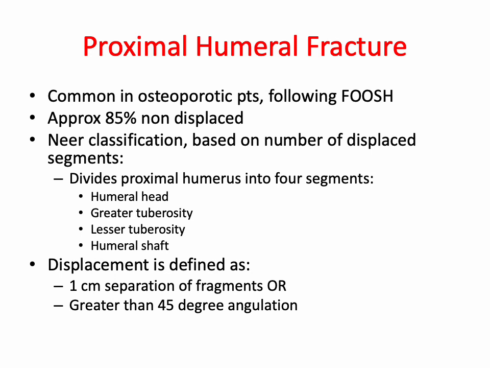Proximal humerus fractures are more commonly seen in osteoporotic patients following a fall on an outstretched hand. Most of them are non-displaced, but can be classified based on how many displaced fracture fragments there are. So the Neer Classification is probably the most used classification, which divides the proximal humerus into 4 segments: the humeral head, greater and lesser tubercles, and the humeral shaft, with displacement defined as greater than 1 centimetre of separation of fragments or greater than 45 degrees of angulation.